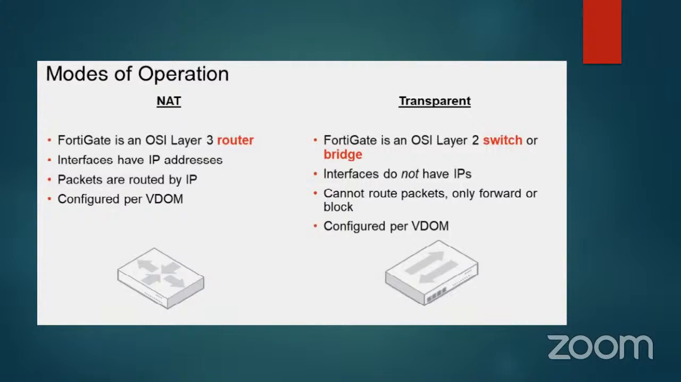Okay. And then when you are putting your device in NAT mode, you will have to give IP addresses to the interface. Why? Because you are working on layer 3. But when you are working in transparent mode, the interfaces do not have IP addresses. Again, does your switch route the packet at layer 2? No. So FortiGate will also not route the packets. It will only forward or block the traffic. Whereas in NAT mode, you can route the traffic as well as NAT the traffic, just like a router.